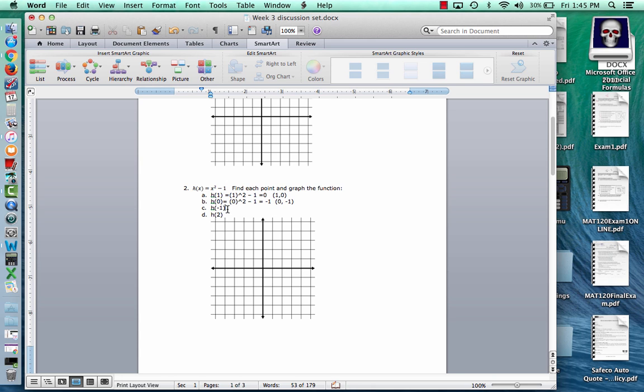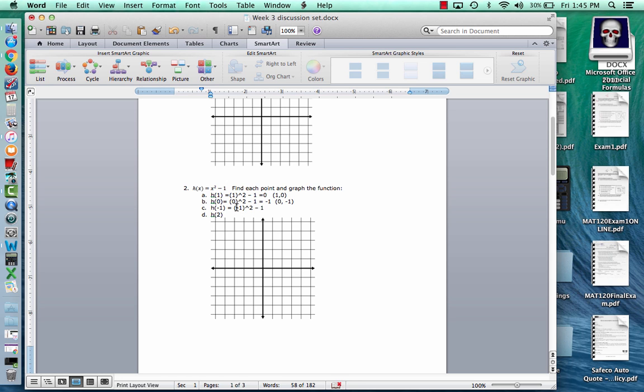H of negative 1, let's see here, negative 1, quantity squared, minus 1. Negative 1 squared, I saw you guys make a mistake like this in the last discussion, I think. Some of you messed up the negative 1 squared. Whenever we square a negative, we get the positive number, because negative 1 squared means negative 1 times negative 1.